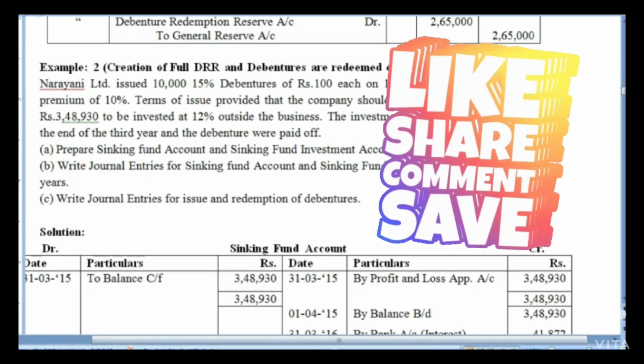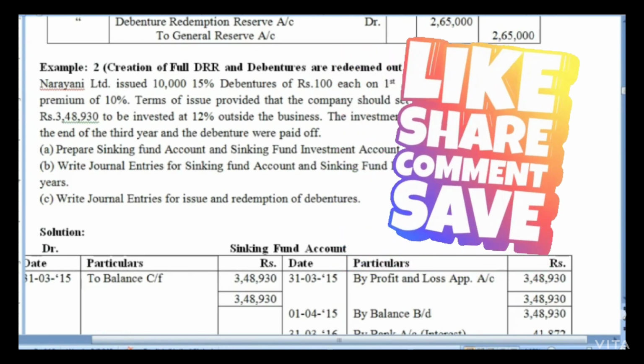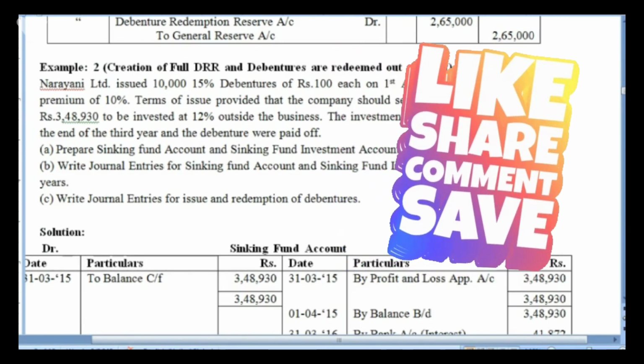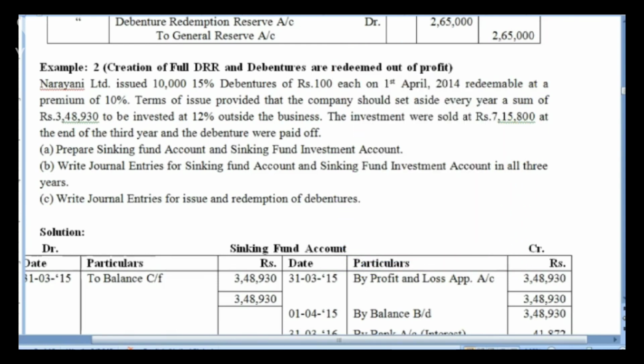Terms of issue provided that the company should set aside every year a sum of rupees 3,48,300 to be invested at 12% outside the business, and the investment was sold at rupees 7,15,800 at the end of the third year, and the debentures were paid off.